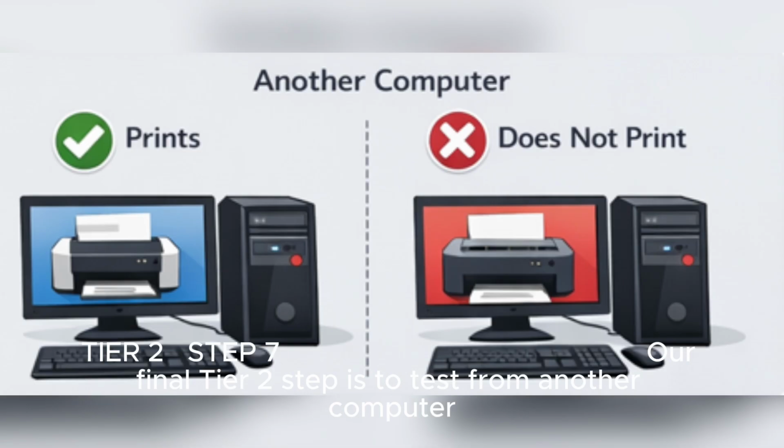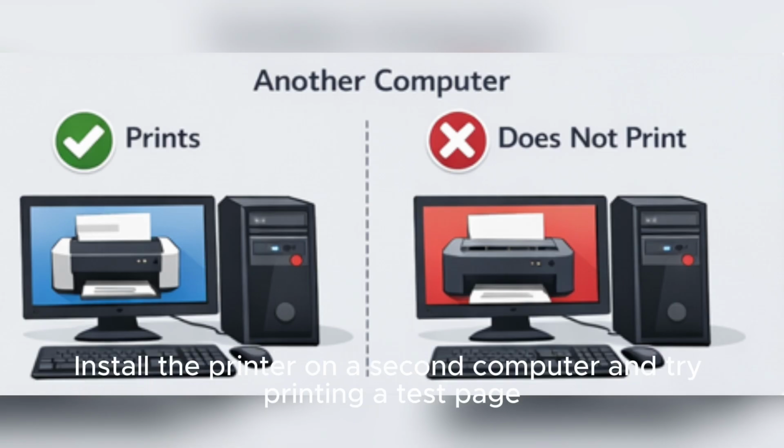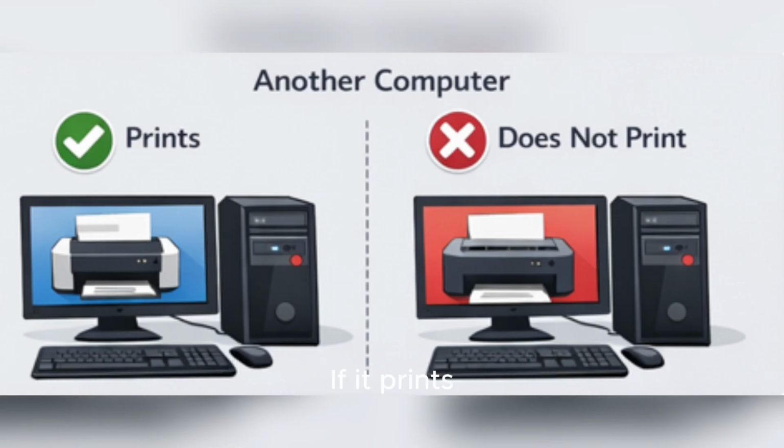Tier 2, Step 7. Our final Tier 2 step is to test from another computer. Install the printer on a second computer and try printing a test page. If it prints, the issue is with the original computer's local system. If it doesn't print on any computer, it's very likely a hardware issue. Now, it's time to escalate to Tier 3.